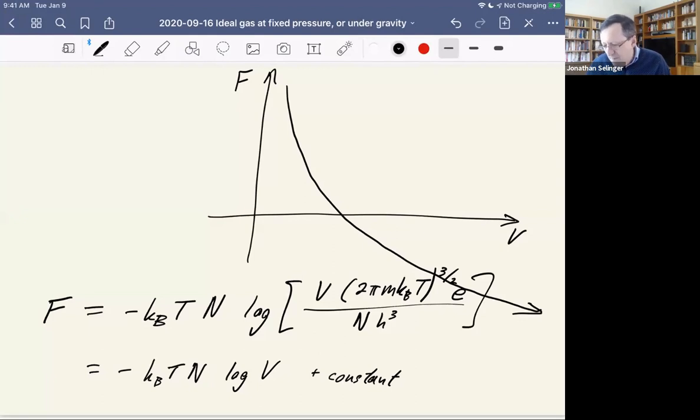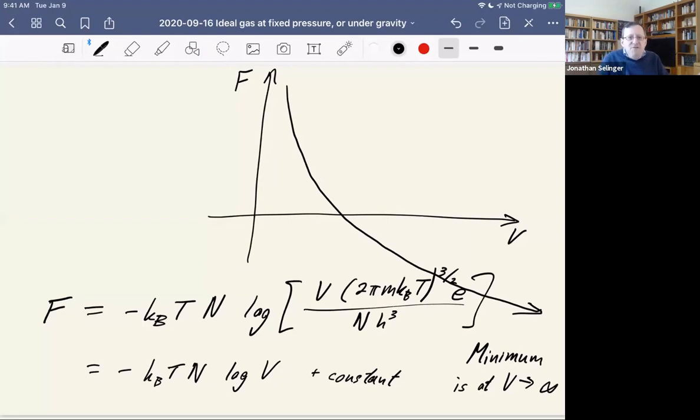It doesn't have a minimum, or we could equivalently say that the minimum is at V goes to infinity. So this looks bad, right? Because we were thinking that we're going to find an optimum volume, and here the optimum volume is infinity, right? So now we say, what's wrong with this?